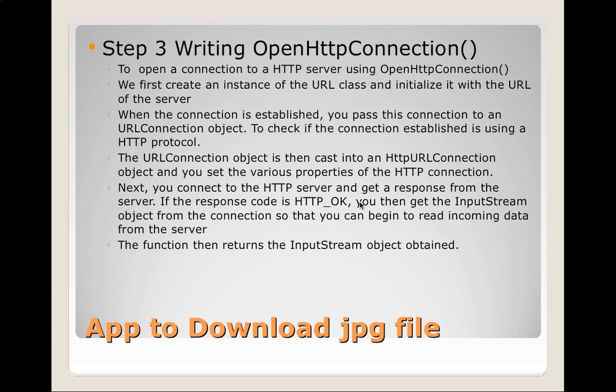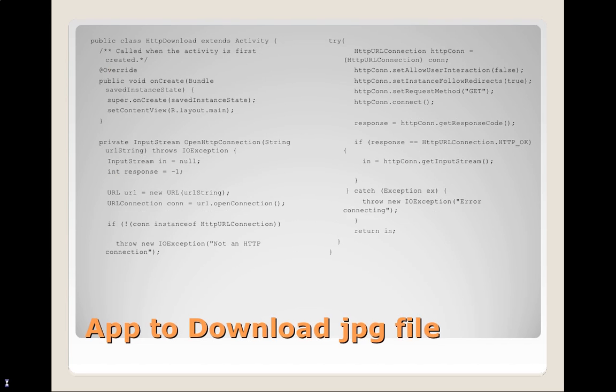This is web development. This is send and post and receive request. So you can request a response, come back to the HTTP response and look for OK. And then you can get the input stream object from the connection and begin reading the input stream data from the server and start doing something with the data. So the function then returns the input stream object that's obtained, and puts it out onto the screen, or writes it to a file, or does something to it.